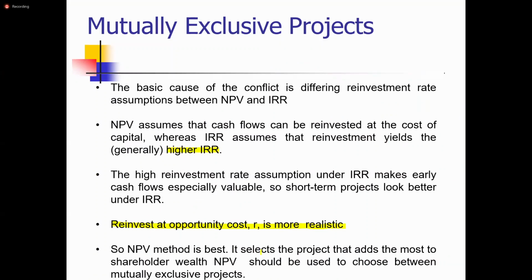So the NPV method is best. It selects the projects that add the most to shareholder wealth. NPV should be used to choose the project. So our conclusion actually is that we should select projects based on the NPV because it is a theoretically very strong method. It shows how much you can add to the wealth or value of the shareholder once you select the project. So therefore, we normally take the decision based on the NPV.